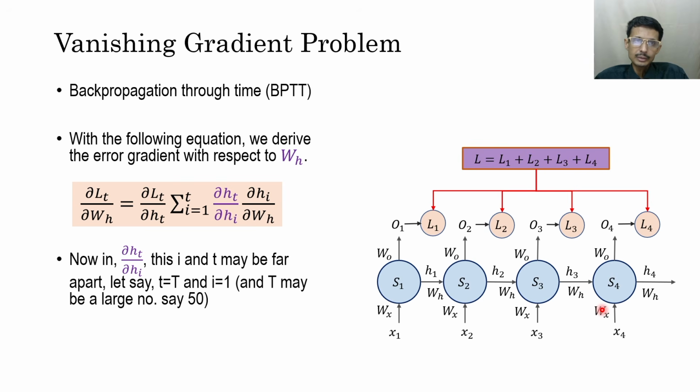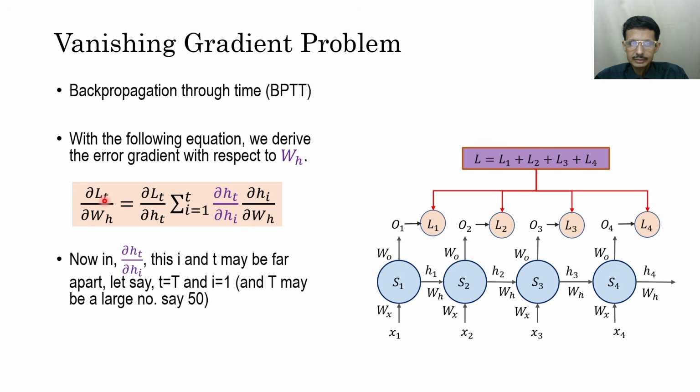With this background, let us try to understand the vanishing gradient problem for the BPTT algorithm, that means backpropagation through time algorithm, in a bit more depth. So with the following equation, as we have seen in our earlier lectures, we derived the error gradient with respect to WH.